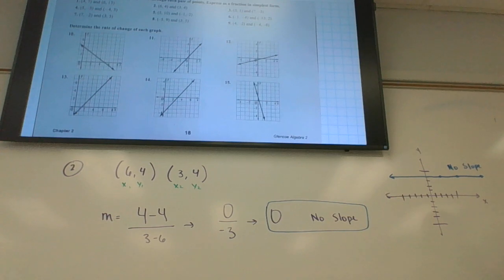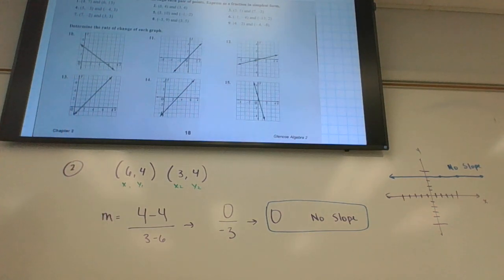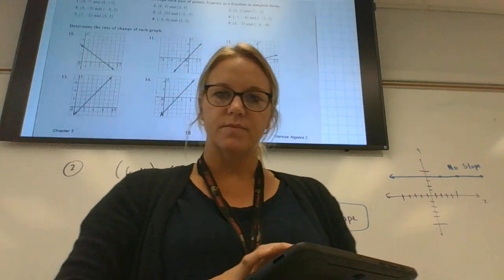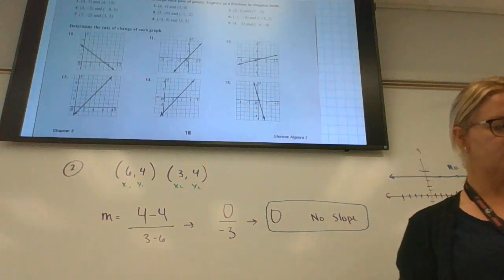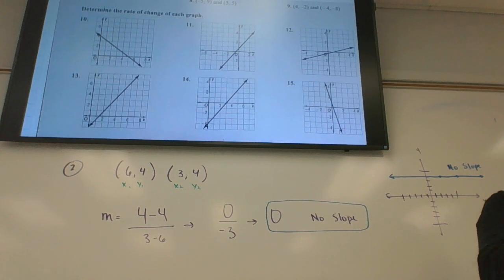Any questions about the formula? Subtraction and all that? So I can see you guys working away, but I'm gonna jump down to number 10. We have options. We can either count rise over run.